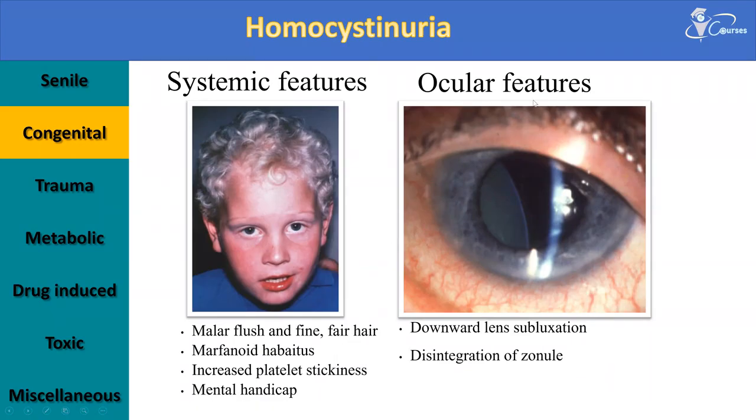Regarding the ocular features, unlike the Marfan syndrome, which will cause upward subluxation of the lens, homocystinuria usually shows downward subluxation of the lens. So in Marfan it is usually upward and temporal, while in homocystinuria it is usually lower and nasal. Another difference between homocystinuria and Marfan is that Marfan has normal zonules, while in homocystinuria there is usually disintegration of the zonules. The zonules are not there. Okay, so these are the differences between these three diseases, very commonly asked in the exam.